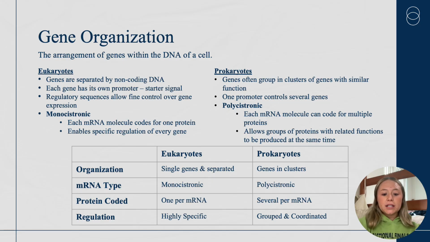At the bottom is a little chart with the differences between the two. To summarize, eukaryotes are single gene and separated. Prokaryotes are genes that are in clusters. Eukaryotes are monocistronic. Prokaryotes are polycistronic. Eukaryotes contain only one per mRNA, while prokaryotes contain several per mRNA. Eukaryotes are highly specific, and prokaryotes are grouped and coordinated.